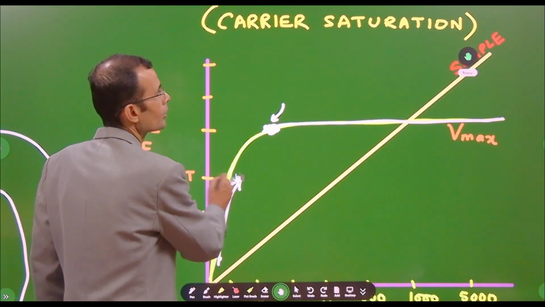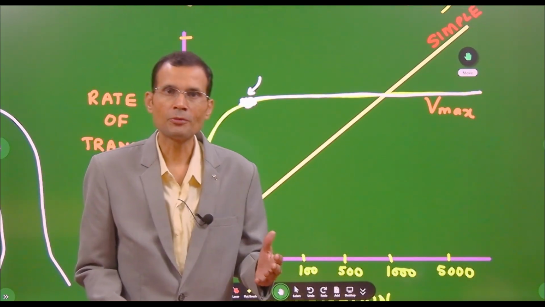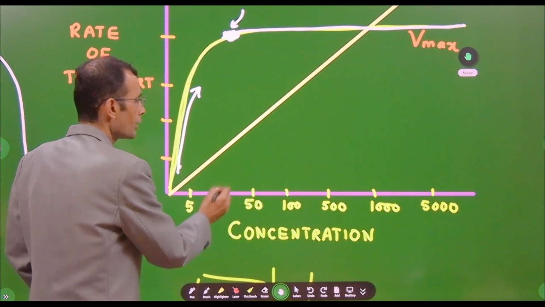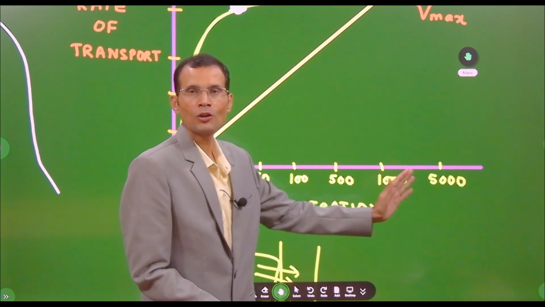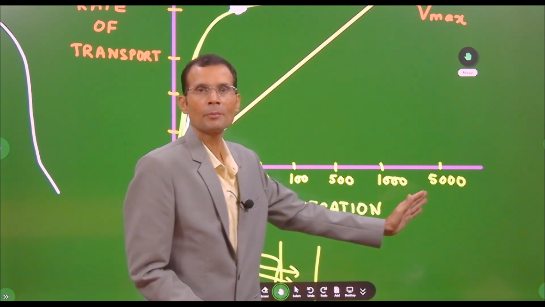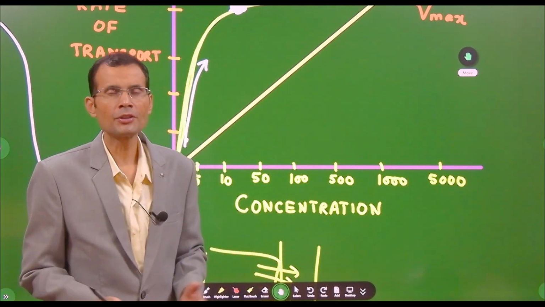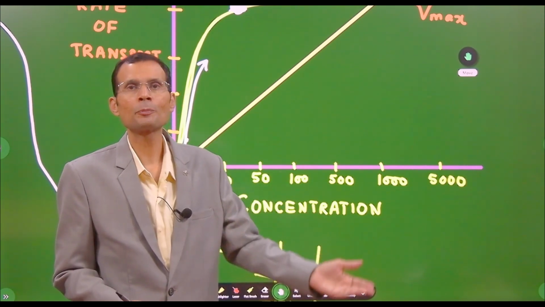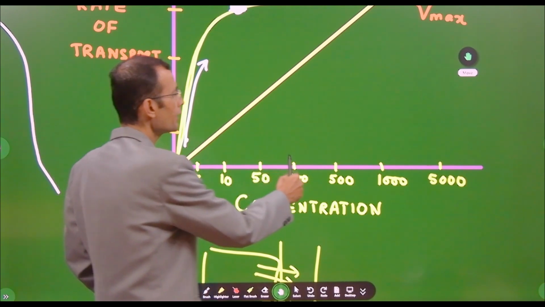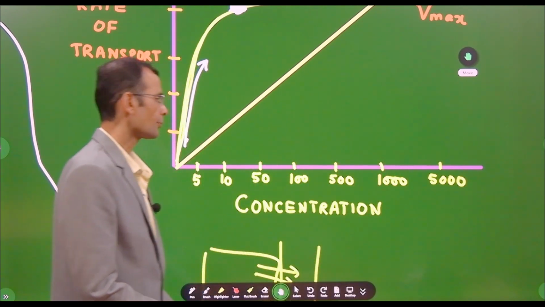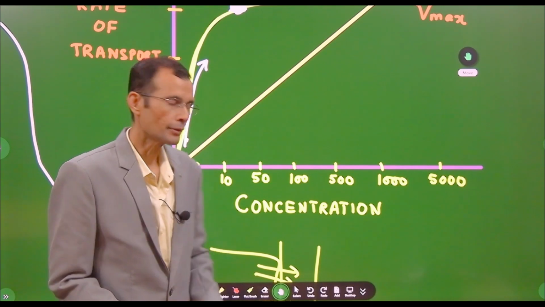Let's see how the graph shapes up for us. Okay, so it says concentration of a substance was increased on one side of the membrane. 5 could be an arbitrary unit, 5 millimoles per liter or something like that. So 5, 10, 50, 100, 500, 1000, 5000. We are increasing the concentration of the substance on one side of the membrane.